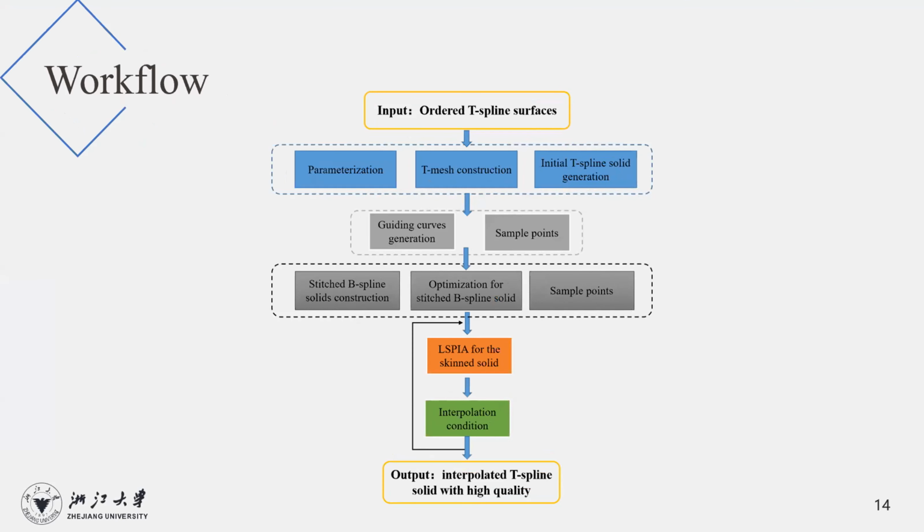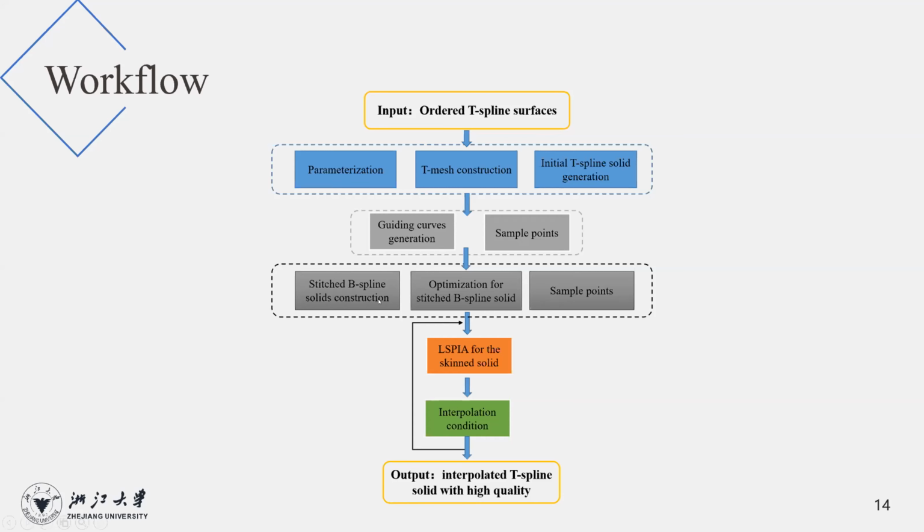Similar to the surface skinning method, the workflow of the solid skinning method is presented. Several ordered T-spline surfaces are input to the algorithm, and an interpolated T-spline solid with high quality is generated. In particular, the biggest difference is that an optimization algorithm is added to improve the quality of the solid.